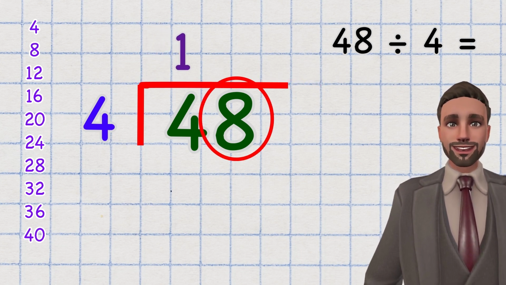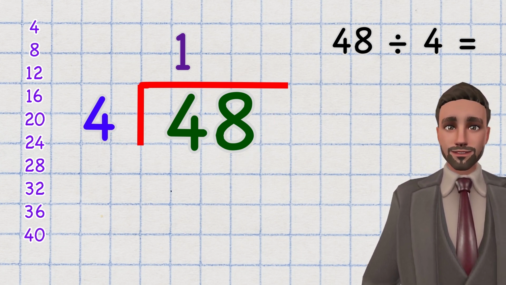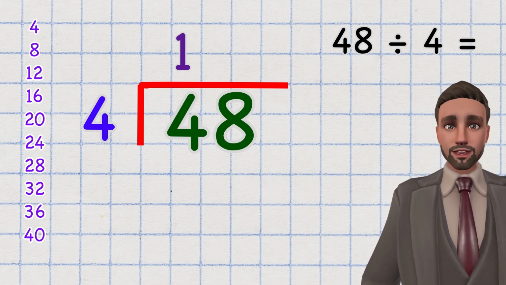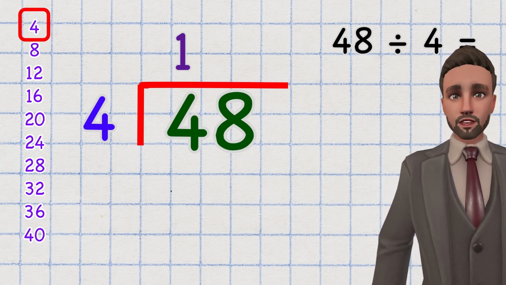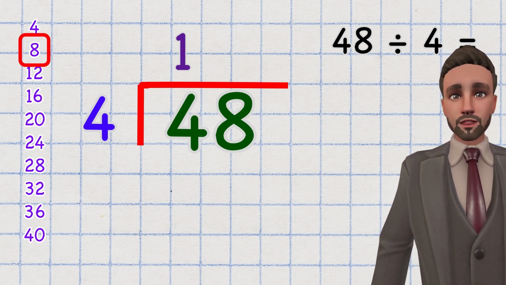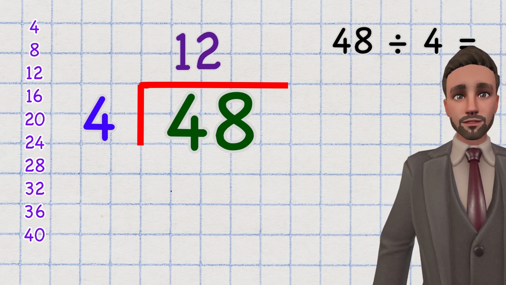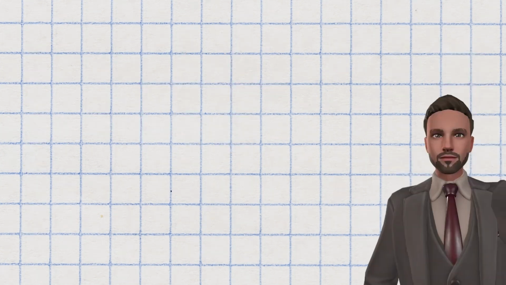Now I look at the second digit of my dividend. It is 8. Again, I do the exact same thing as last time. I see how many times my divisor, 4, can go into 8. I look at my multiples and count down. 1 times 4 is 4 and 2 times 4 is 8, which means 2 is the amount of groups that I can make. So 2 goes above my answer line, like this, giving me an answer of 12.